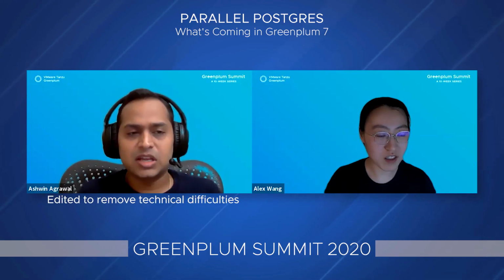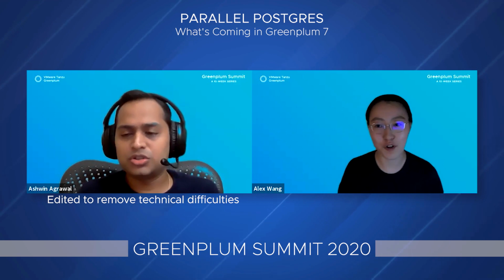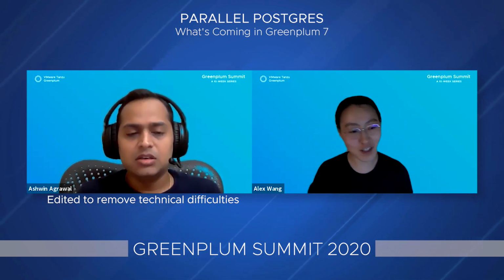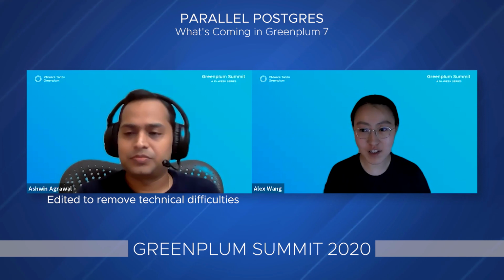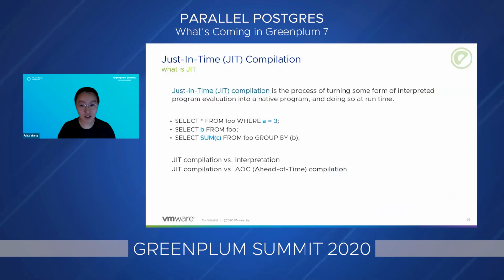So I'm going to continue to talk about a few more interesting features in Greenplum 7. And I'll start with just-in-time compilation. Just-in-time compilation, or JIT, is the process of turning some form of interpreted program evaluation into a native program and doing so at runtime. If we look at the following queries as examples, where A equals 3, select B, and select the sum of C, those are arbitrary expressions that get evaluated at runtime.